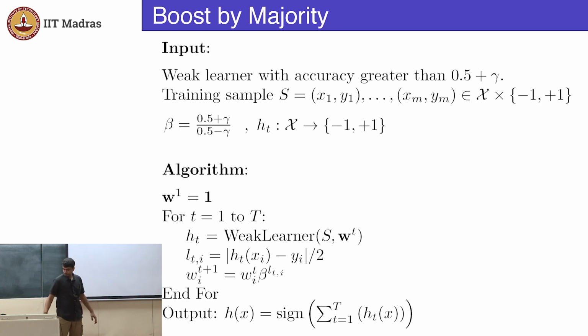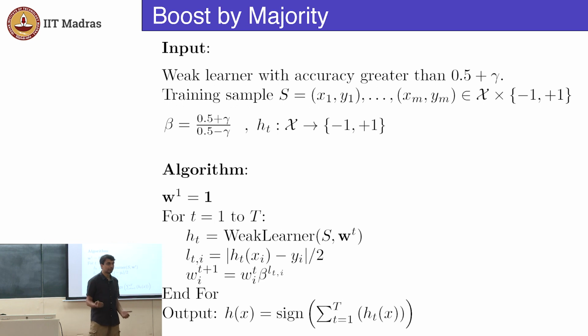And finally, once you have all the models, you can combine all of that. You just add all of that and take the sign. So that's equivalent to majority voting. Right? So adding and taking the sign is equal to majority voting.